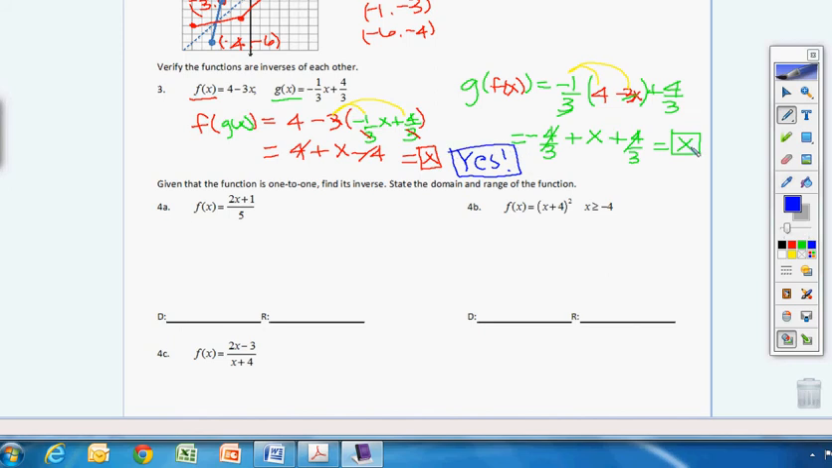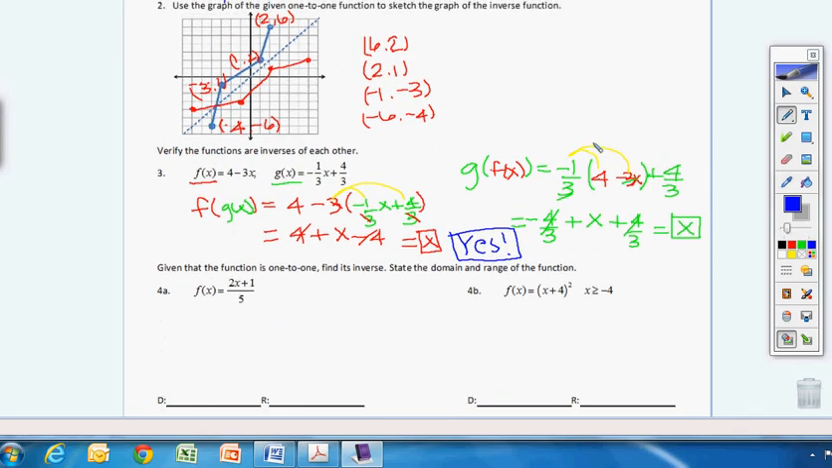Okay, I'm going to just scroll up. One other way to check this would be to swap your x and your y's. So let me draw this up here. I'm going to say x equals 4 minus 3y. And now I want to isolate my y. So I'm going to subtract 4, so I'm going to have x minus 4 equals negative 3y. And now I want to divide by negative 3.